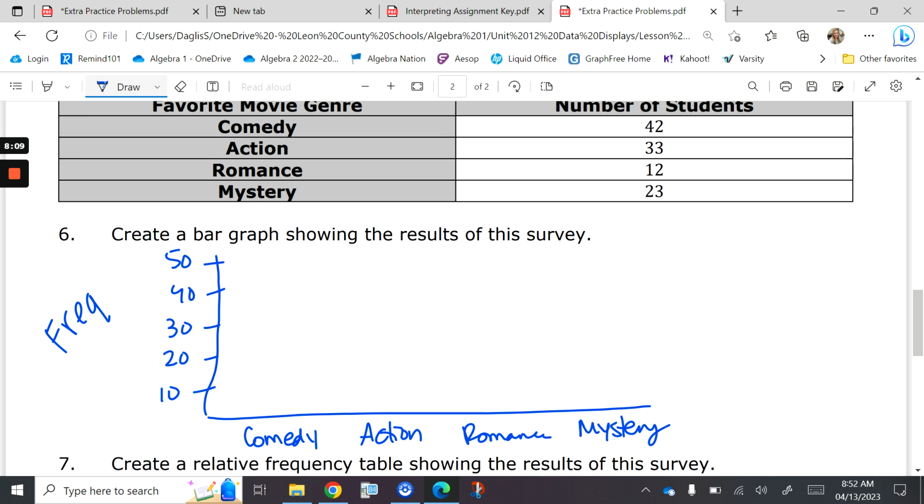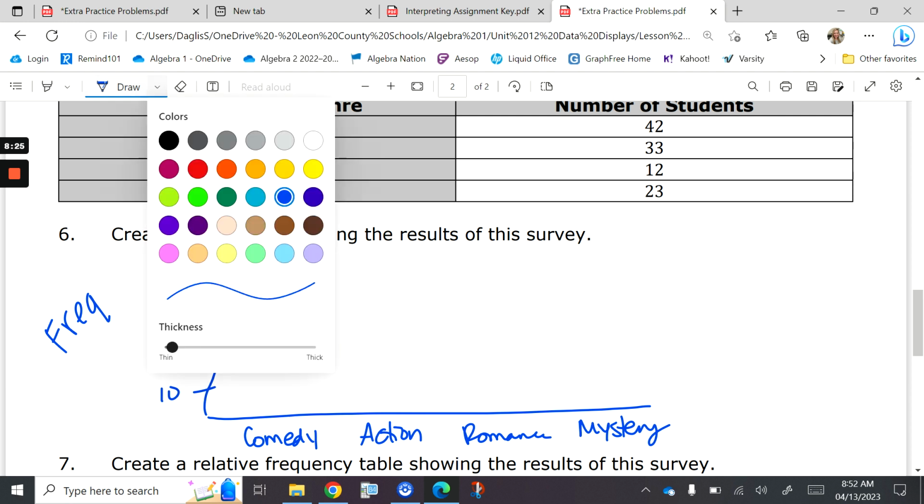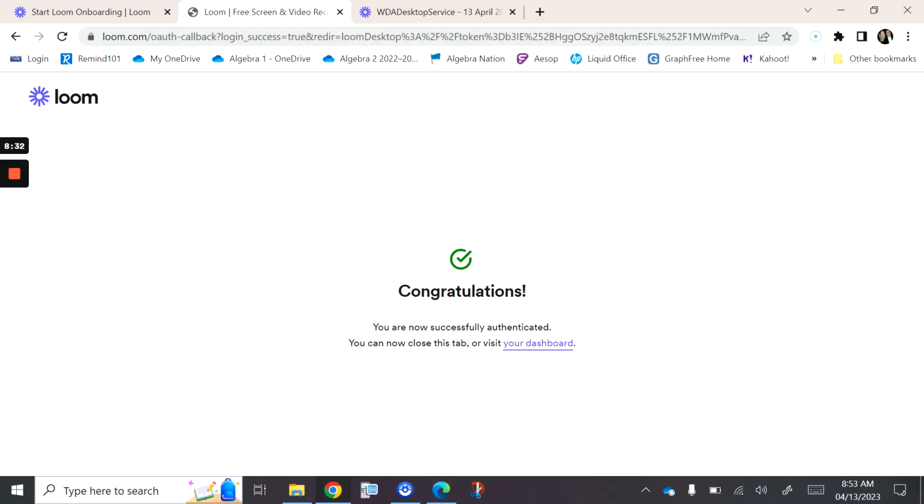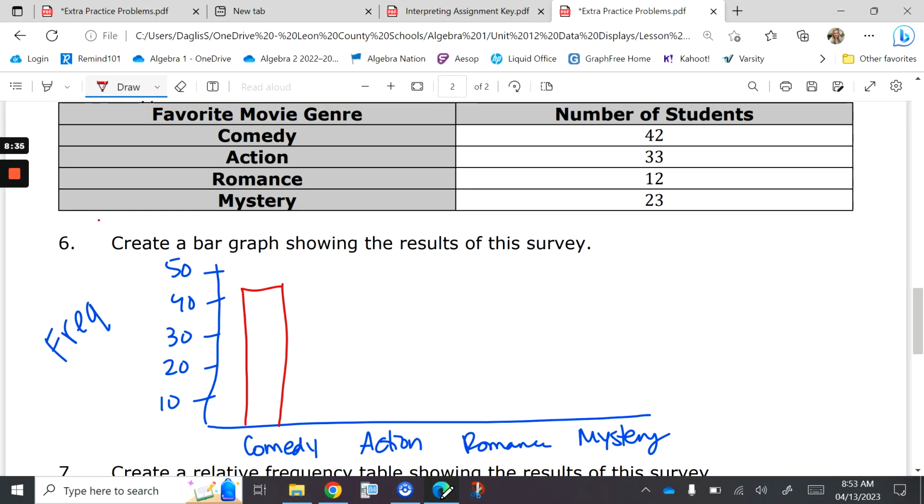Histograms, they connected because it was a continuous number line of intervals that were all connected to each other. With bar graphs, we are not connected. They are each an individual bar showing each individual statistic. Okay. So my first bar for comedy goes up to how many? Goes up to 42. So I'm going to go about right here. And I am going to put 42 on top. Not everybody does that. I do so I can have a clear picture of how tall the bar goes.